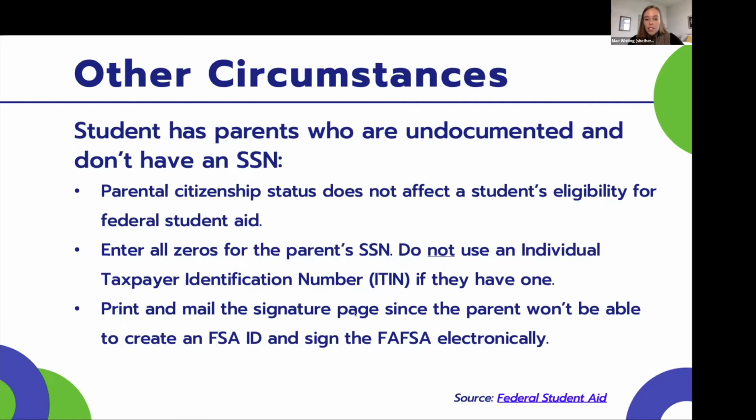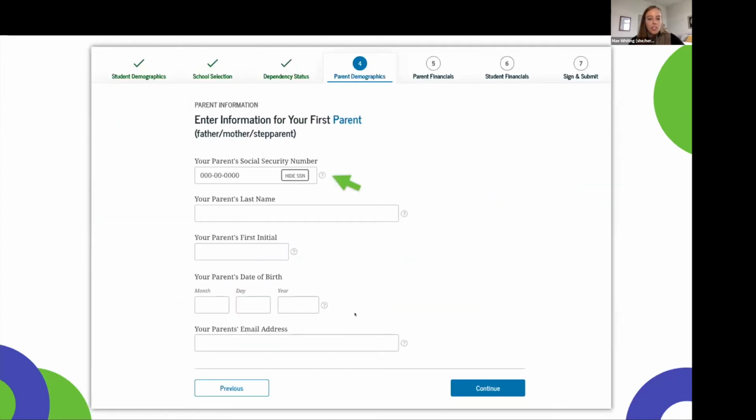What you should do instead is put all zeros, and then because they can't create an FSA ID, at the very end of the FAFSA, when they go to sign and submit, they're going to have to print and mail in the signature page rather than signing electronically. So here's a screenshot when you're in the parent demographics. If you're working with a student who is a US citizen, their parents are undocumented, you're going to put all zeros for the social security number.